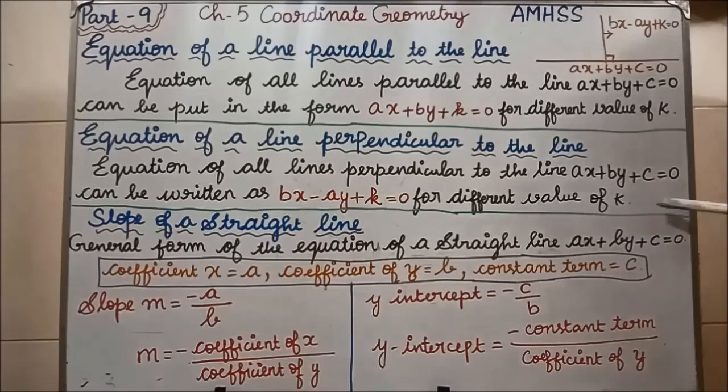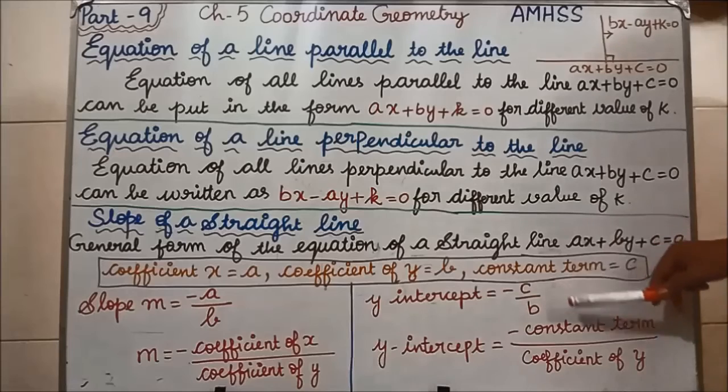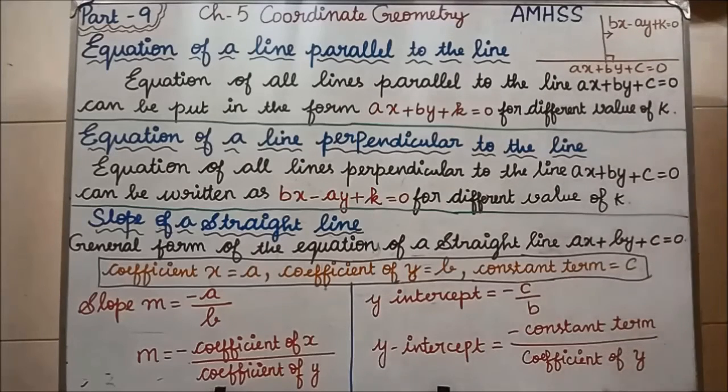If the equation is given and I am asking you to find the slope, you can write any one formula. Either you can write slope m equal to minus a by b, or you can write m is equal to minus coefficient of x divided by coefficient of y. Any one you can write, both are the same. Similarly here also, any one you can write. Clear? Shall we start exercise 5.4 now?